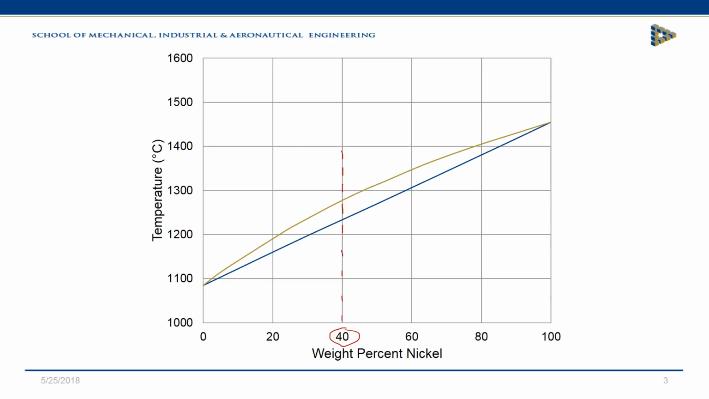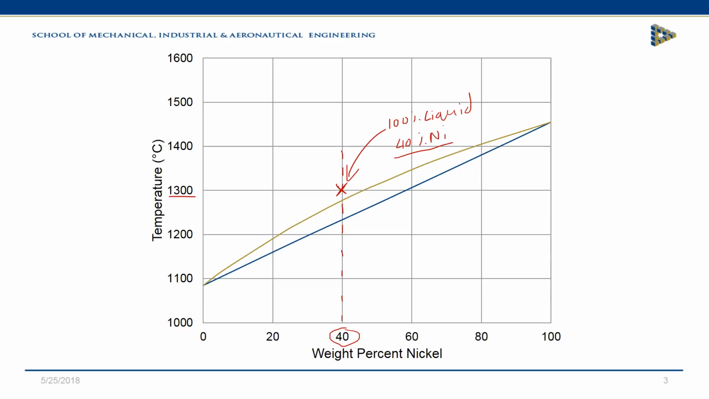Okay, so I'm going to choose a temperature. I'm going to choose the temperature of 1,300 degrees, which puts me right here for that composition alloy. At this point in my diagram, what do I know? I know that my material is 100% liquid, and I know that the composition is 40% nickel. Okay, so that is the composition of the liquid.